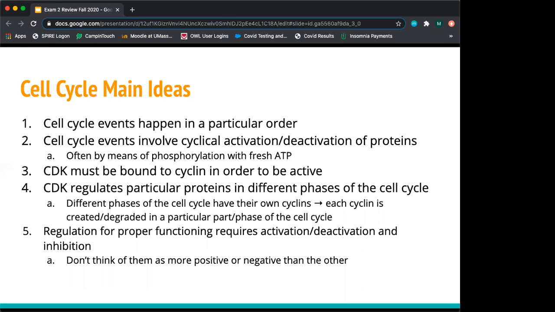And this is a big picture for anything, like pathways, anything that we went over. Regulation for proper functioning requires activation, deactivation, and inhibition. And you don't want to think of them as more positive or negative.